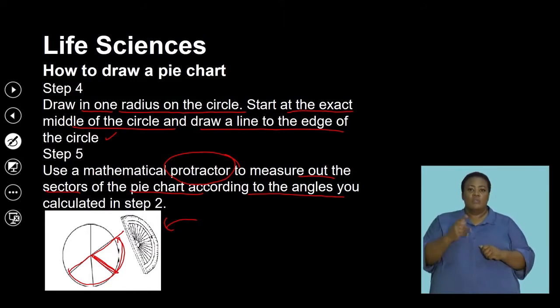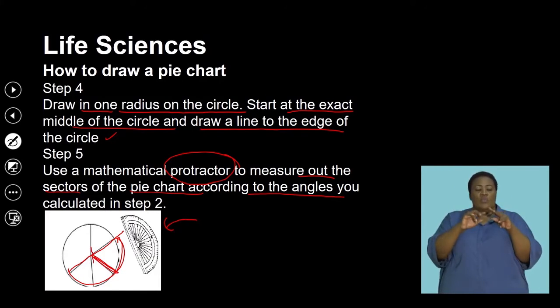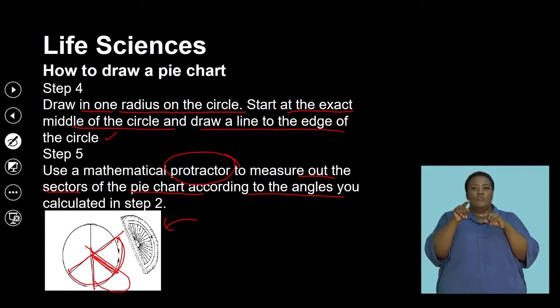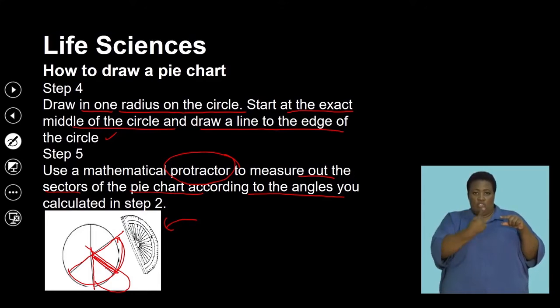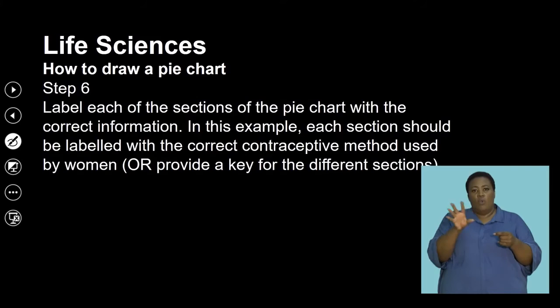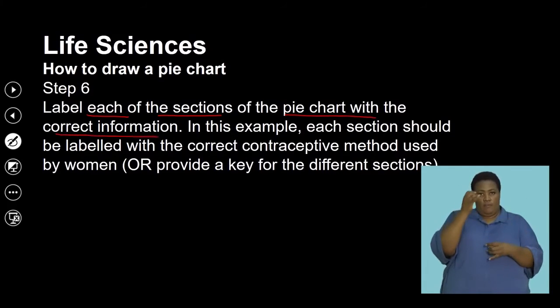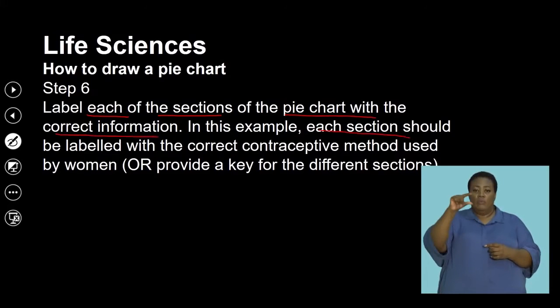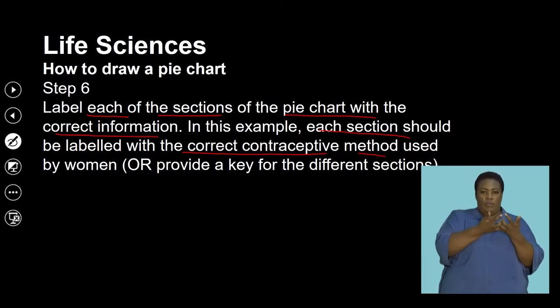You would then find the next value, and the next value was 36 if I'm not mistaken, and you would place your protractor on that and measure the next angle. So using a protractor at each of the segments to give you the next segment of the pie chart is what you need to do for the rest of the values. When you're done with that, you will label each of the sections of the pie chart with the correct information. In this example, each section should be labeled with the correct contraceptive method used by the woman.